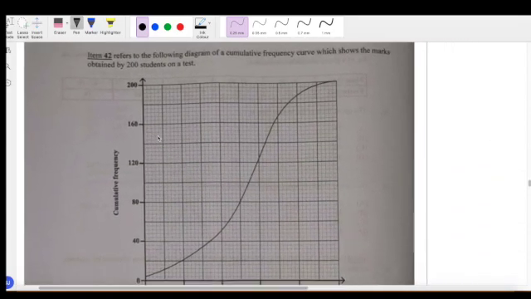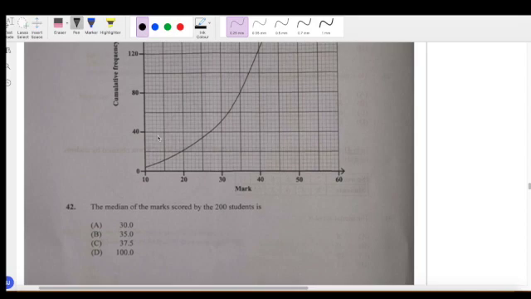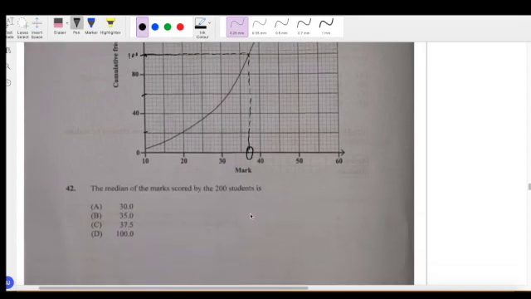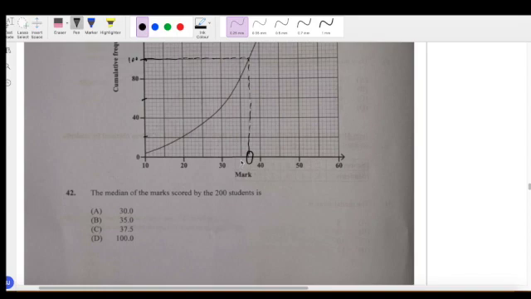Refers to the following cumulative frequency curve, which shows the marks obtained by 200 students on a test. The median of the marks scored by 200 students is, well, 200 students, the median will be at about 100. So what is about 100? Because if it's 200 students, if this is 20, 40, 60, 80, this will be 100. 120, 140, 160, right? So going up to 100, so that is the middle of the 200 there, and coming down here is around so-ish. So do they have anything close to that? Well, they have 35.0, which will be this, so it's not that, it's 37.5.